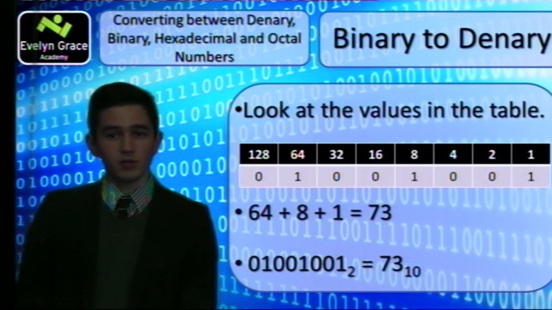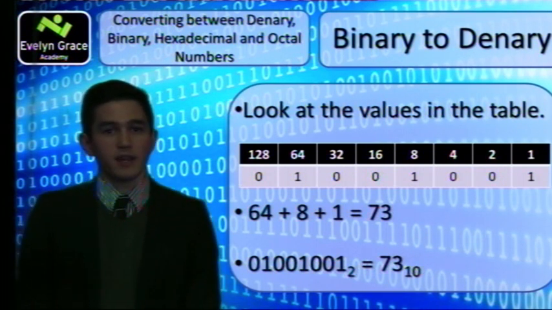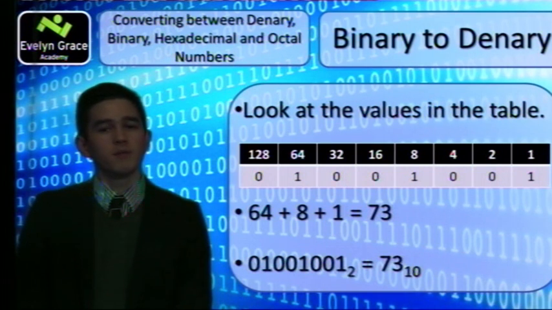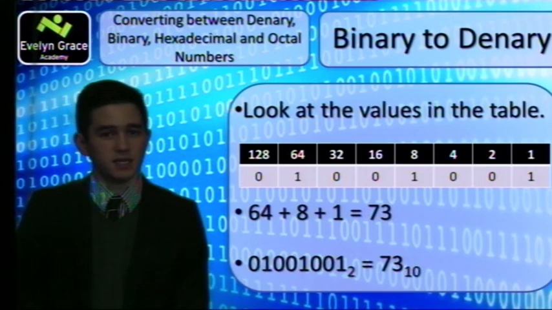Note how I've put a little number 2 and a little number 10 at the bottom of those numbers. That shows you what the base is. So if it's got a little 2, it means it's binary. If it's got a little 10, it means it's denary.